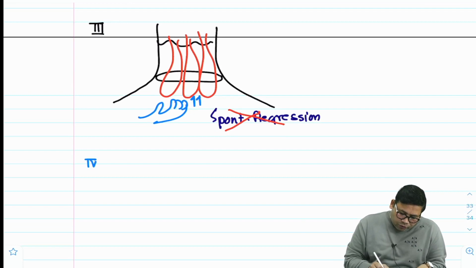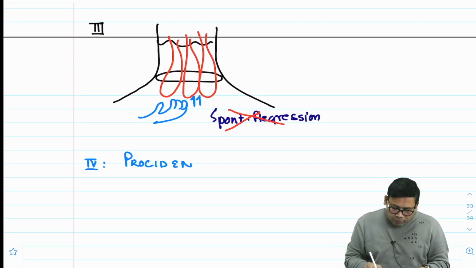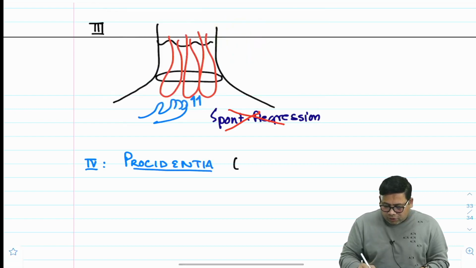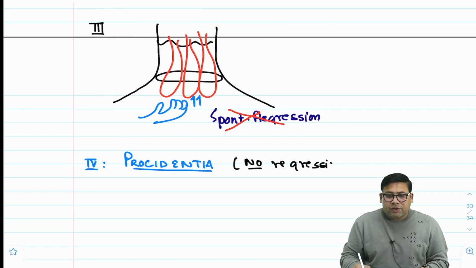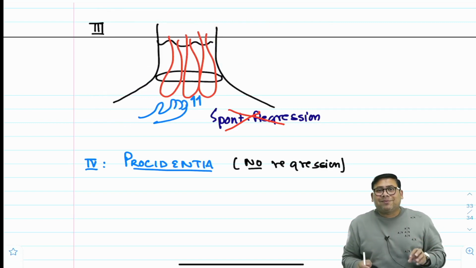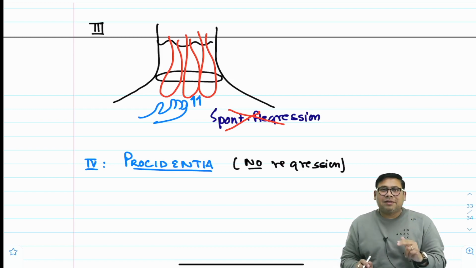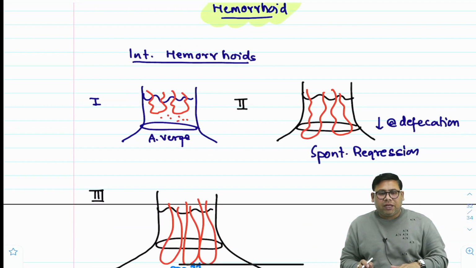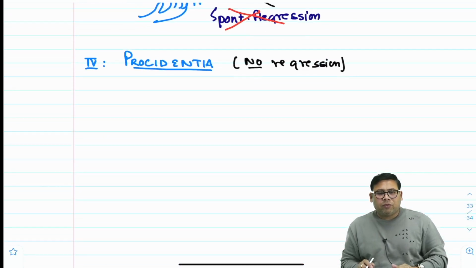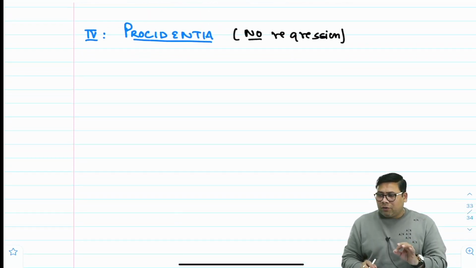And what is grade 4, students? That is known as procidentia. So when we talk about procidentia, what is very, very important? There is no regression in this. They're completely prolapsed, be it spontaneous, be it manual, it doesn't regress. And this is what is very, very important. 1, 2, 3, 4, they are very important things that we need to understand.